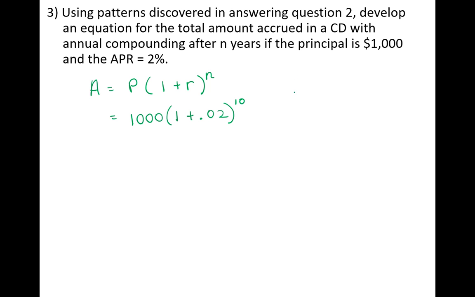So these need to agree. R is a yearly rate, so N is the number of years. It is possible to do this where you have a monthly rate, and N would be the number of months. So it doesn't have to be years, but they do have to agree. So in this case, it's going to be 1,000, 1.02 to the 10th power.